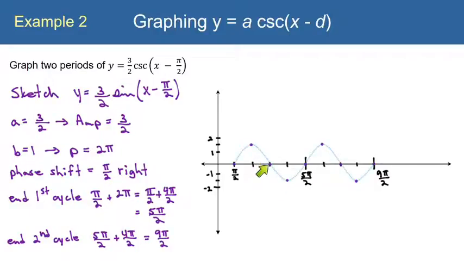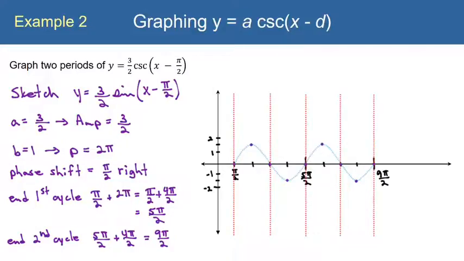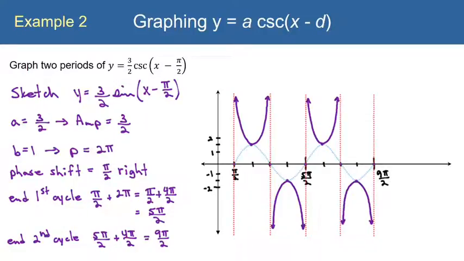And then draw in your asymptotes. Everywhere your graph has an x-intercept, draw in an asymptote for your cosecant graph. And then here we have these positive crests. Then that'll give us the upward opening U, and the negative parts of the graph will give us the downward opening U. And there it is.